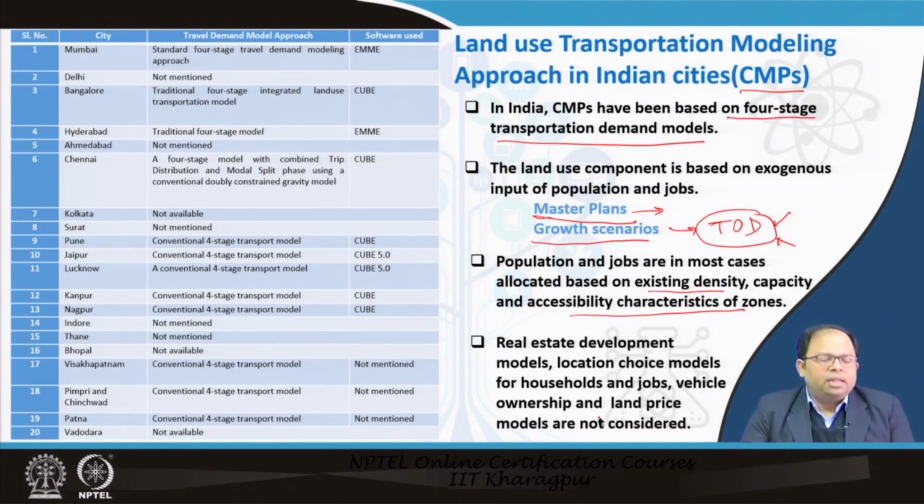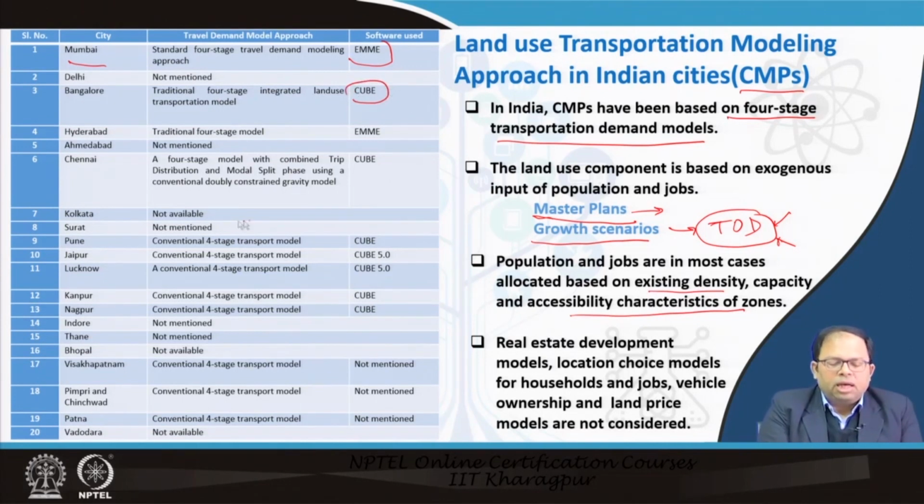If we look at the different CMPs that have been taken up, in Mumbai it's a standard 4-stage travel demand model using the M software. Then in Bangalore, it's again a traditional 4-stage integrated land use transportation model using the Cube software. In Kolkata, we have a CMP, but there is no information available on whether a model has been done or a software used. Then in Visakhapatnam, a conventional 4-stage model is done, but the document doesn't mention what software has been used, and so on.